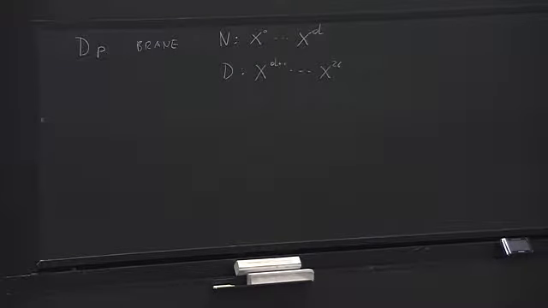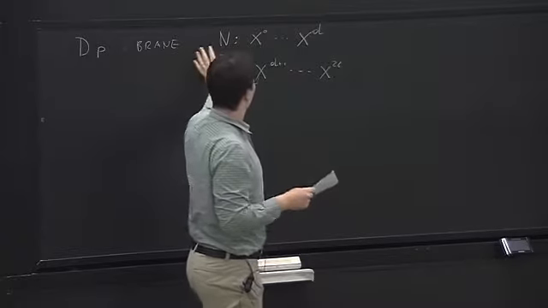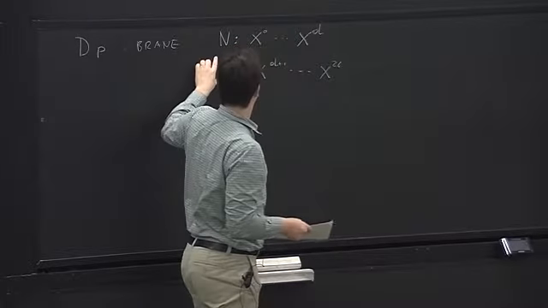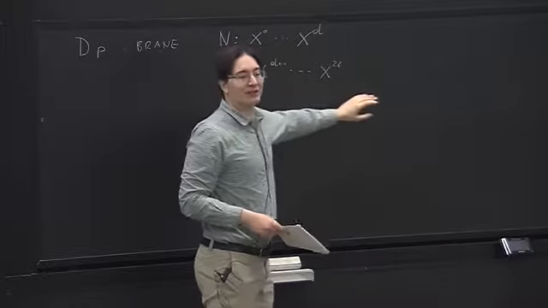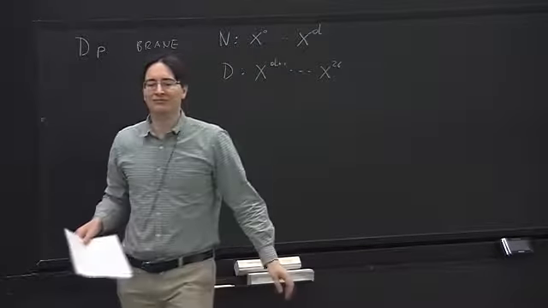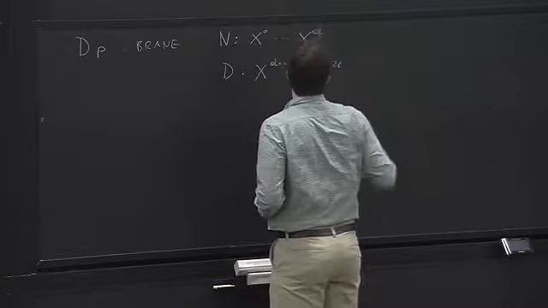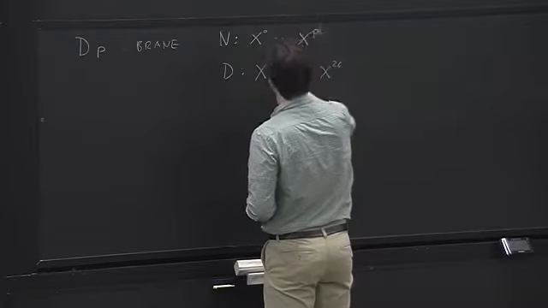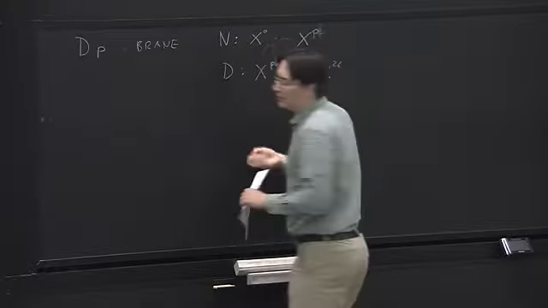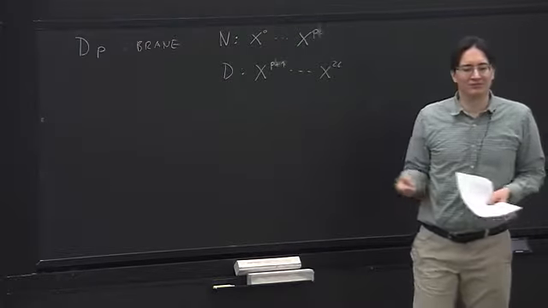So this gives me an object which, roughly speaking, constrains the endpoints of my strings to live at some fixed location in these directions and to move freely in these directions. You mean P, not D? Yes, thank you. So roughly speaking, the endpoints of my strings will be attached to some P plus one dimensional object.